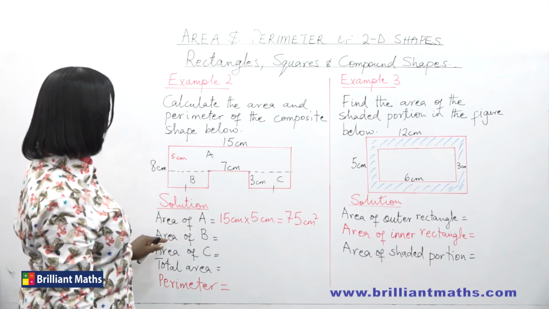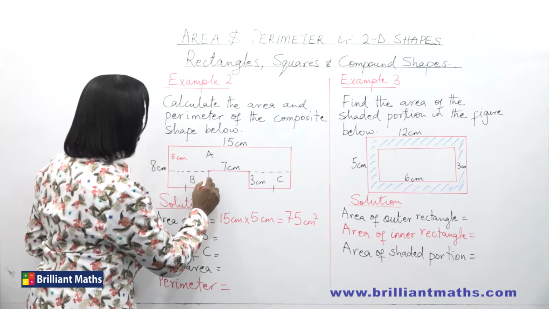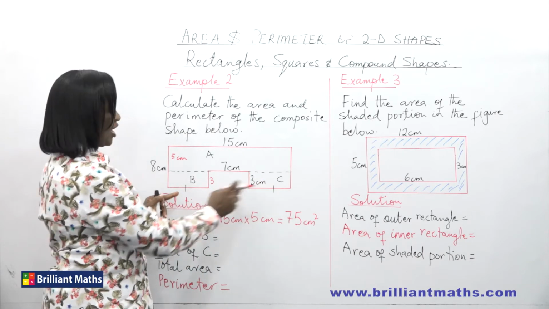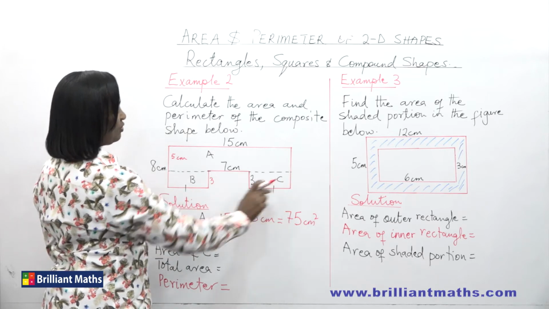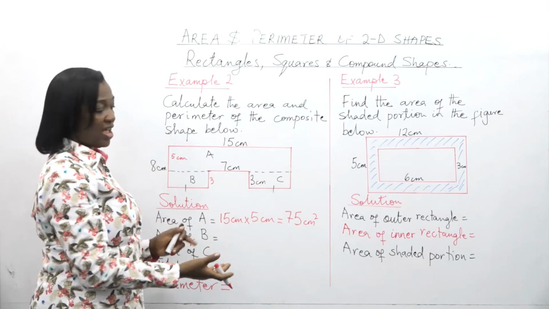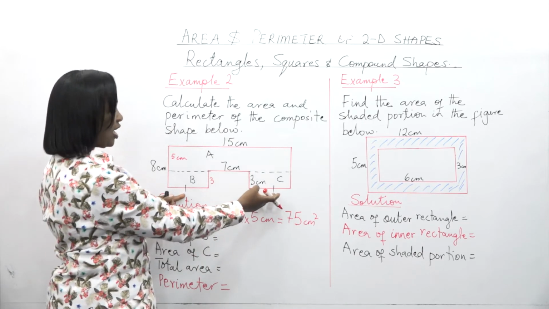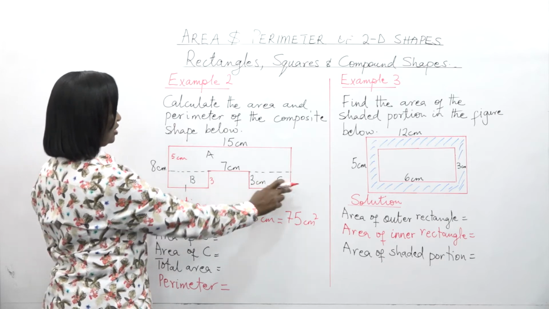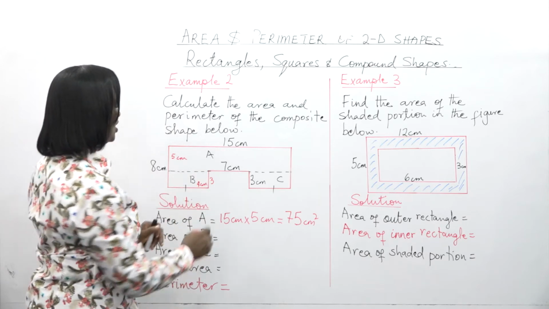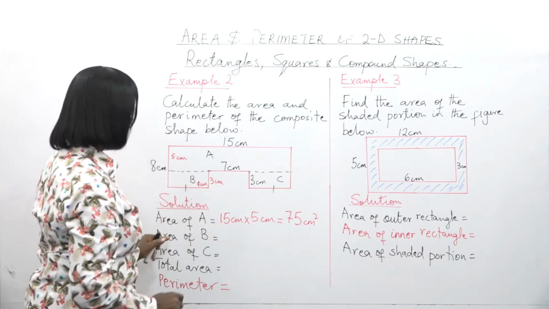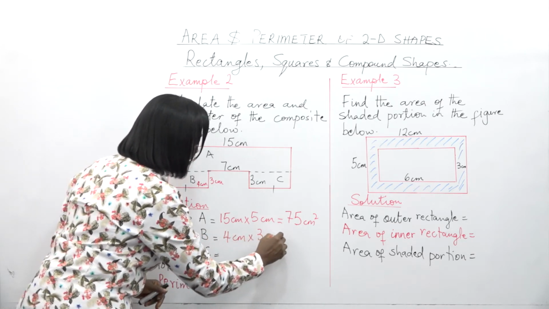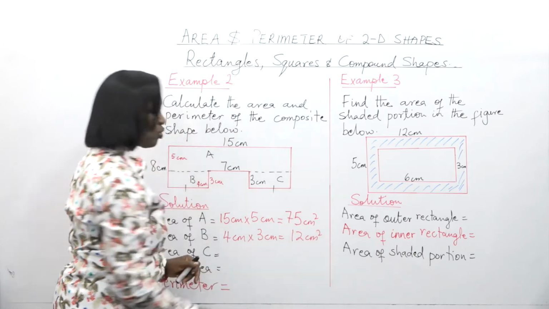So that's A. Area of B. B is 3 centimeters by what? These marks signify that they are equal. The total length is 15. This portion is 7. So 15 take away 7 is 8. And 8 divided by 2 is 4. So that this length is 4 and that is 4. So B is 4 centimeters by 3 centimeters. So area of B is 4 centimeters times 3 centimeters. That gives us 12 centimeters squared.